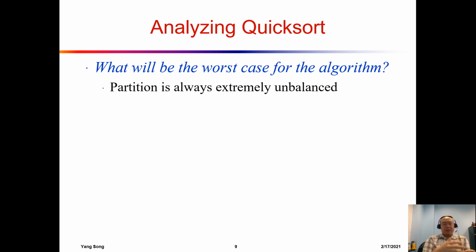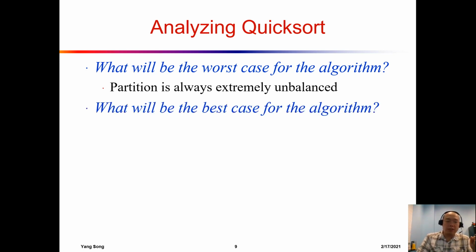Okay, let's continue our discussion about the analysis of quicksort. In the earlier video, I already drew something on my drawing board showing you the possible worst case and best cases. To answer the question, what will be the worst case of the algorithm? The answer is that the partition is extremely unbalanced. It could be that the majority, or all, of the values are on one side and there's no value on the other side. So that's the worst case.